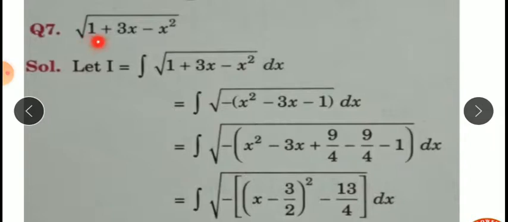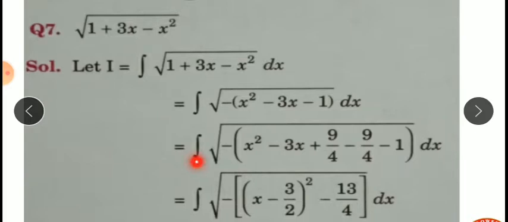Integrate root of 1 plus 3x minus x square. Let I be equal to the integral of root of 1 plus 3x minus x square. See, this is minus x square, and the x square part should be positive. To get it positive, we take minus common out: minus, under the bracket, x square minus 3x minus 1.